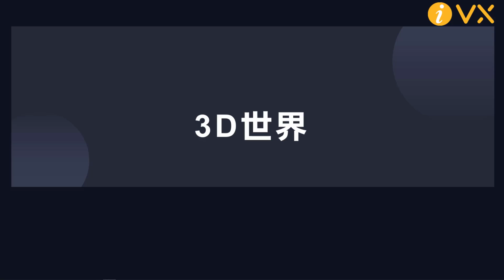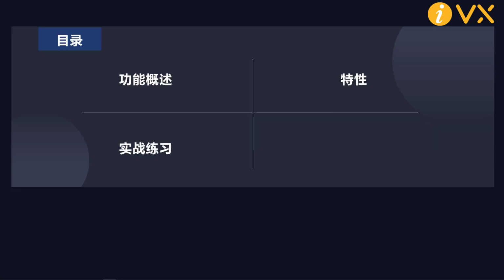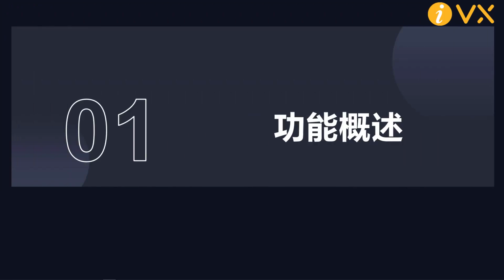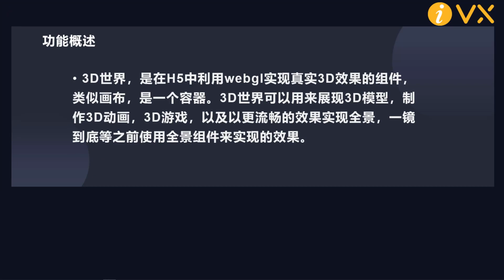In this section, let's learn about the use of 3D World. In this section, it mainly includes the following 3 knowledge points, namely, the feature overview of 3D World and the characteristics of 3D World. Finally, we will cooperate with the characteristics of 3D World to carry out a practical exercise for you. First of all, let's take a look at the 3D World feature overview.